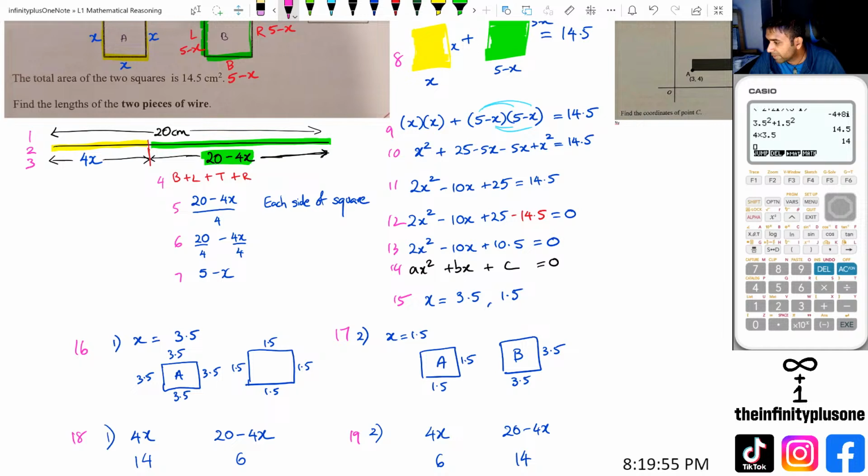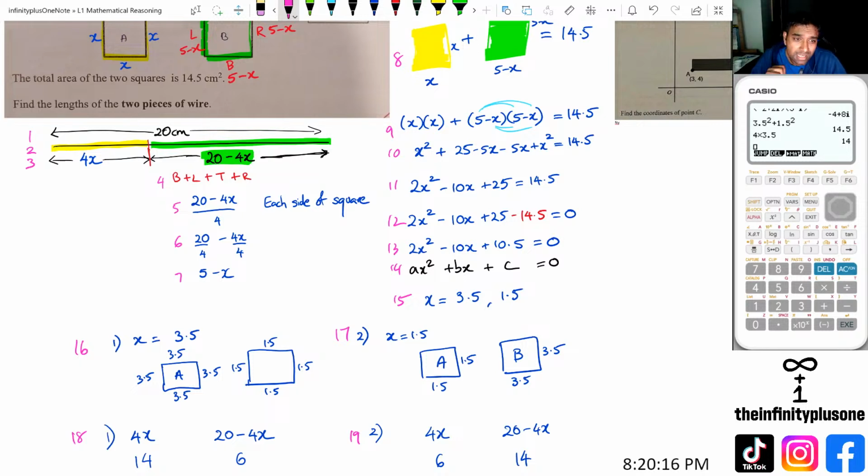Is that an achieved or merit? I would say this is an excellence question. I don't think this is an achieved, or definitely not a merit question. The amount of work that you're doing in this question, it's definitely excellence. Has to be. There's no way this is an achieved or a merit.